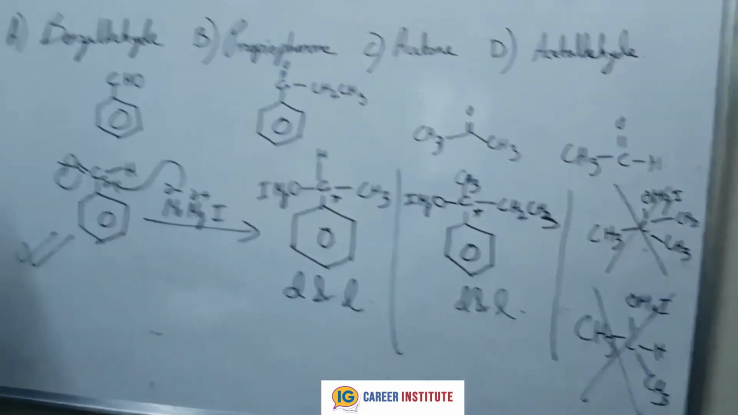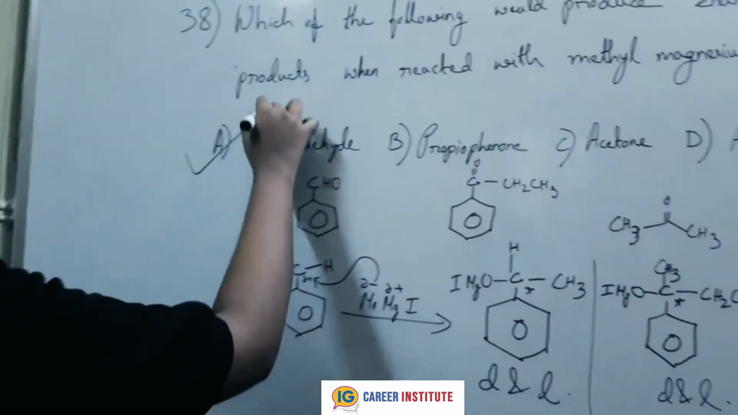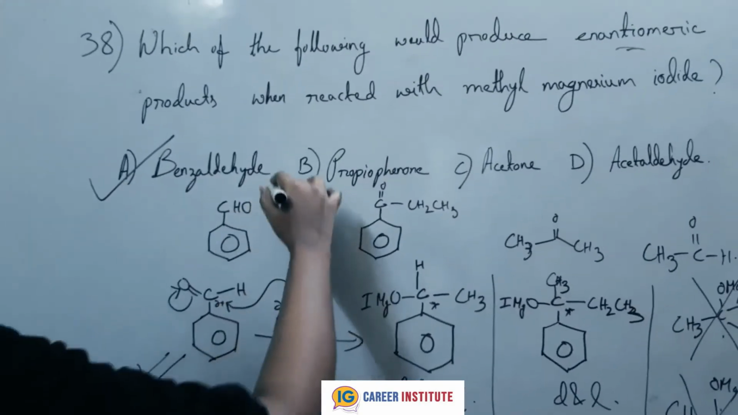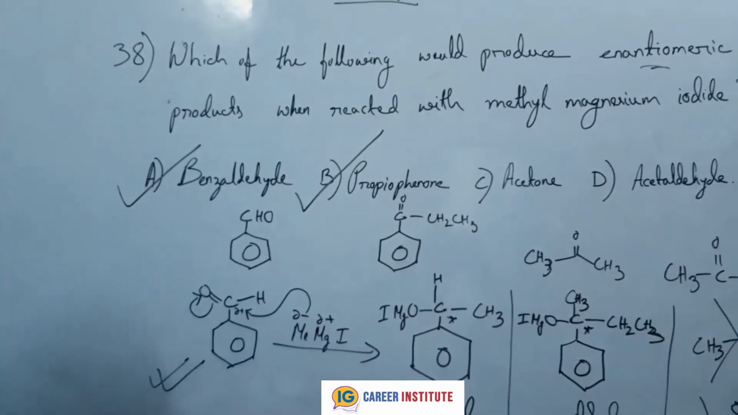So which are the 2 correct options that we have got? That is option A, benzaldehyde, and option B, propiophenone.